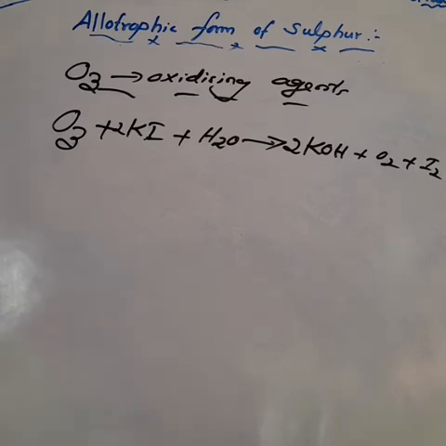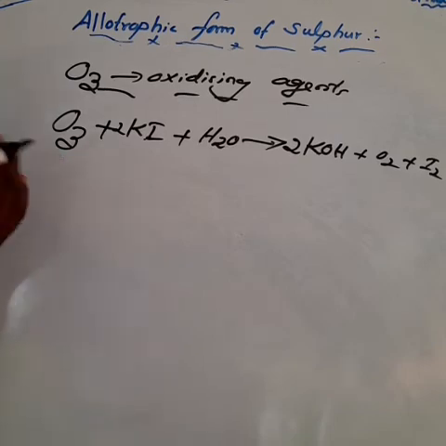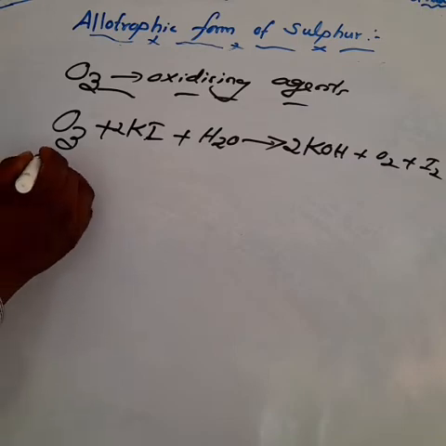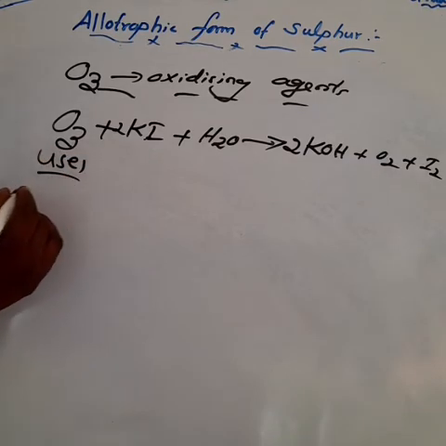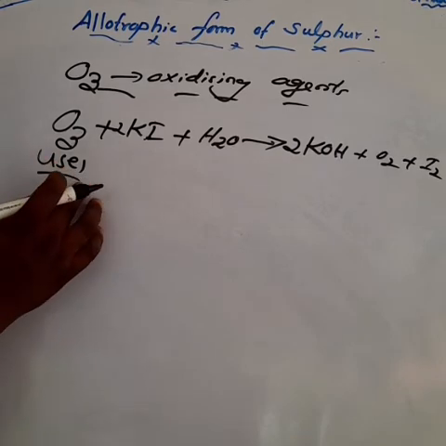Ozone is commonly used for the oxidation of organic compounds. In acidic solution, ozone exceeds the oxidizing power of fluorine and atomic oxygen. Next, about the uses of ozone. At least you have to learn 2 or 3 uses, okay?